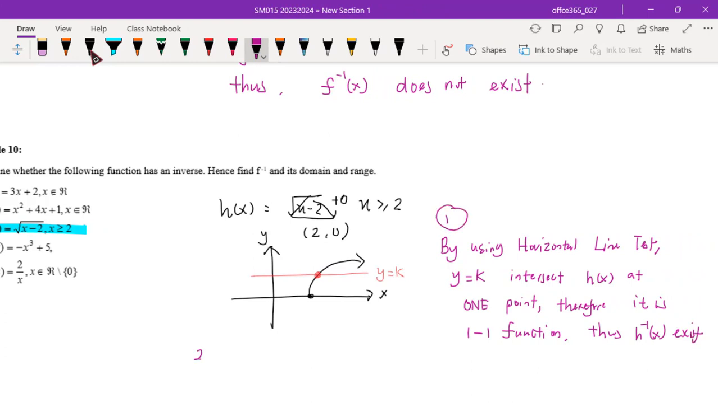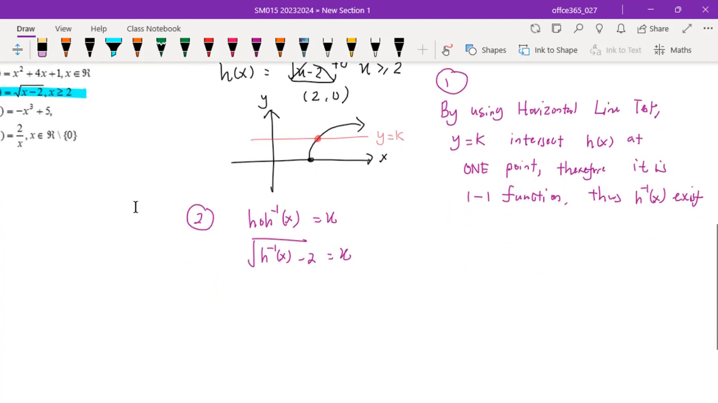And the second part, we need to find the h inverse. In this case, we use h of h inverse equals x: the square root of (h inverse minus 2) equals x. So h inverse minus 2 equals x squared. h inverse equals x squared plus 2. Okay, so we have done finding the inverse.